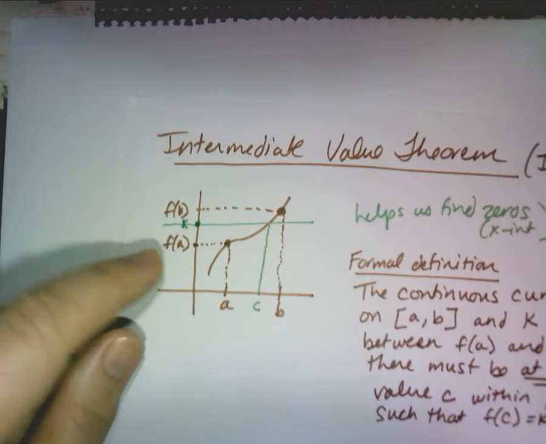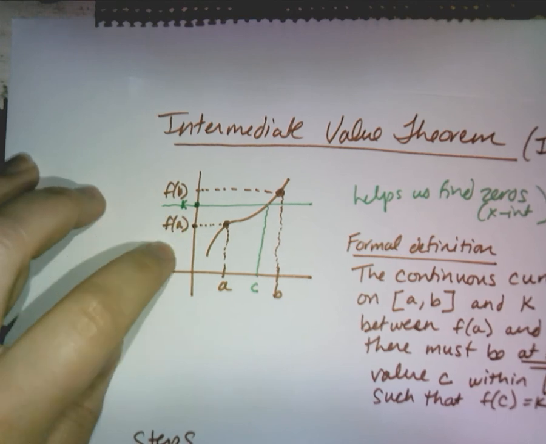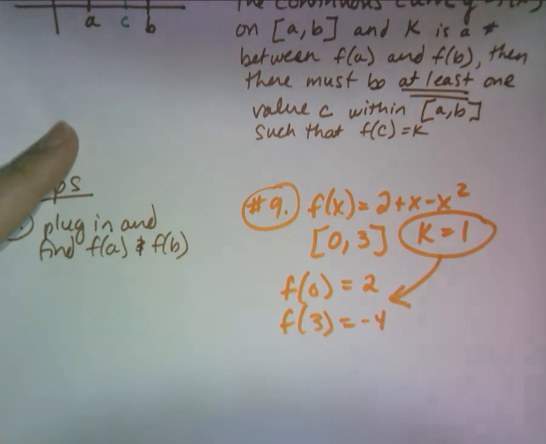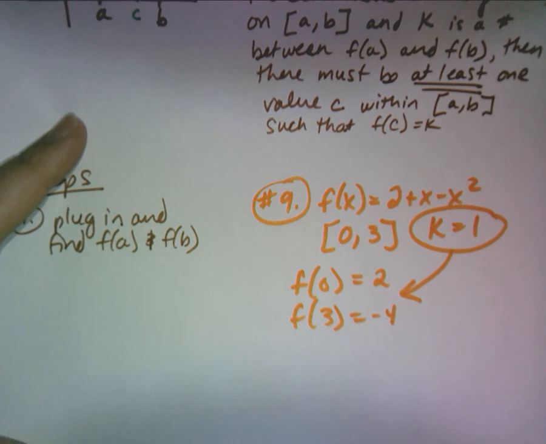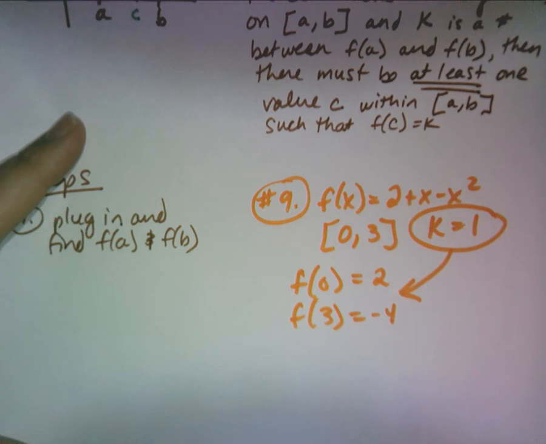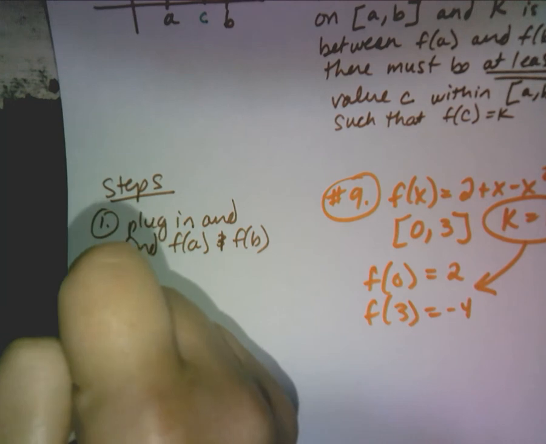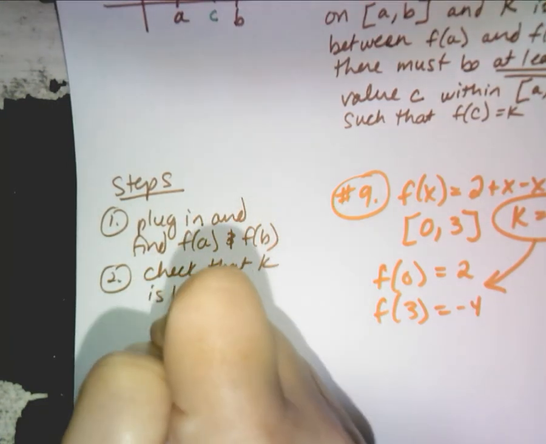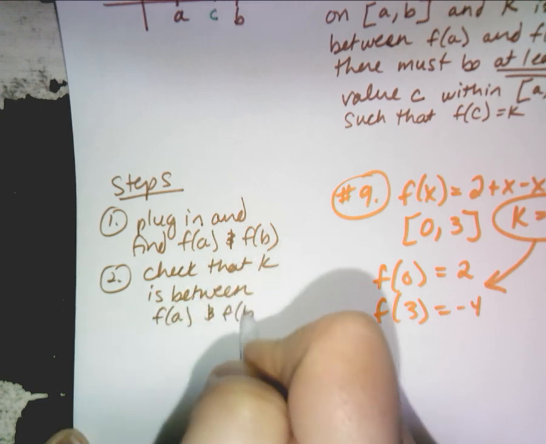Look at this picture. First thing you have to check is k in between what you just found. Is this guy in between those guys? Is 1 in between negative 4 and 2? Because if it's not, you can stop the problem right there. You can actually say, I cannot apply the intermediate value theorem, which will happen, which you'll be happy about, by the way. Okay? So it is, but that's step number 2. Check that k is between f of a and f of b, which we did.